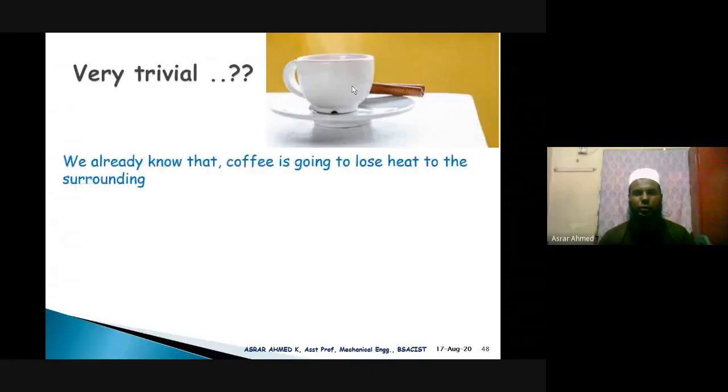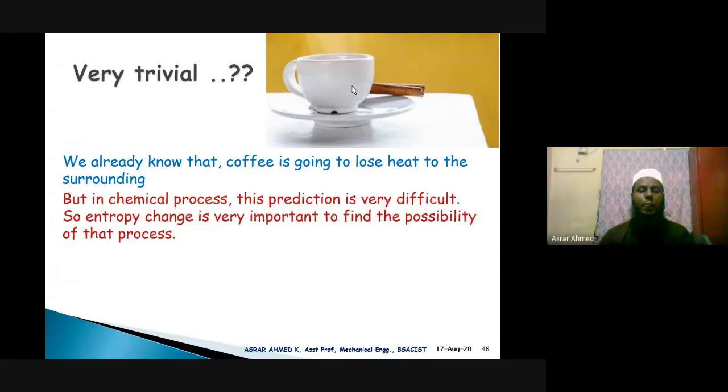We already know that coffee is going to lose heat to the surrounding, but in some chemical processes this prediction is very, very difficult. Whether that process will occur or not, whether it is spontaneous or not, is very difficult to tell. So what we have to do is go for entropy change.